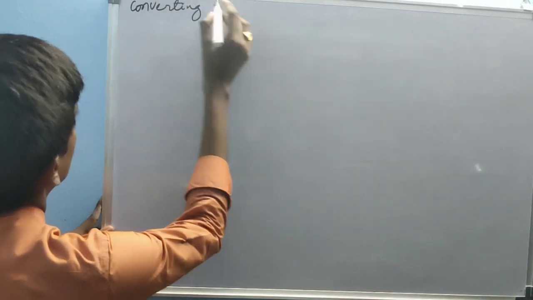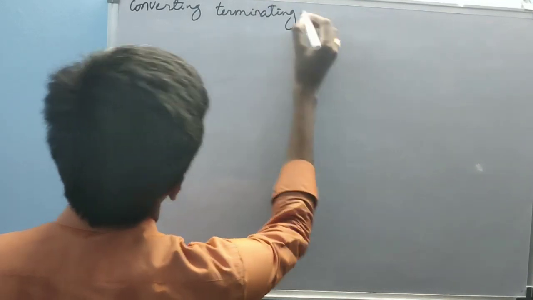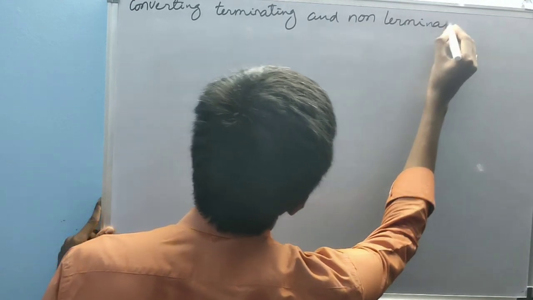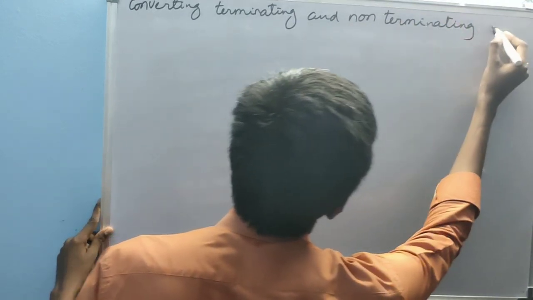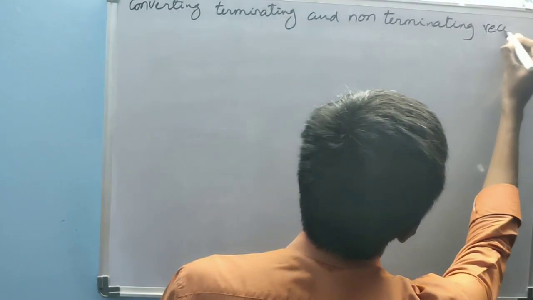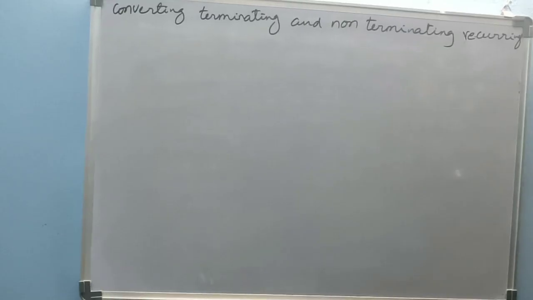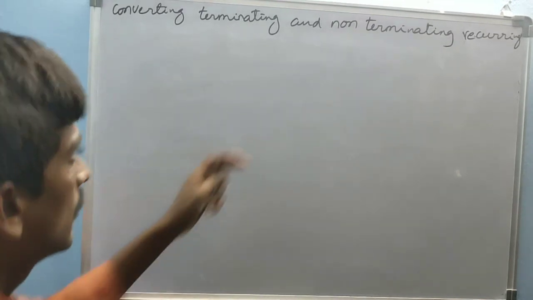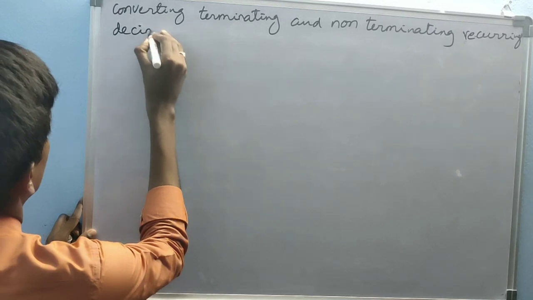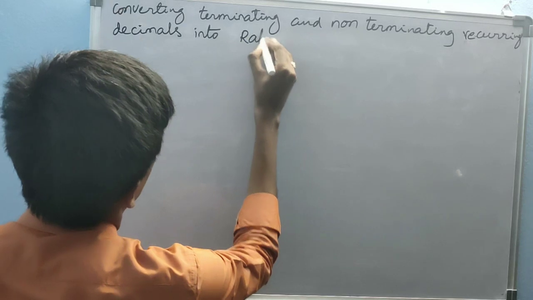Converting terminating and non-terminating recurring decimals into rational numbers.